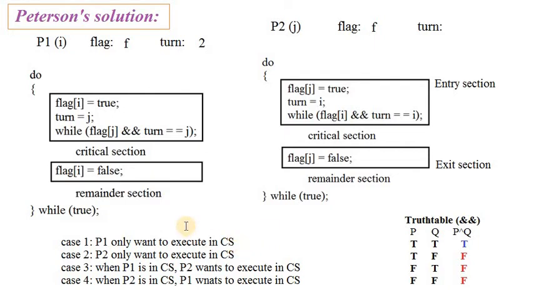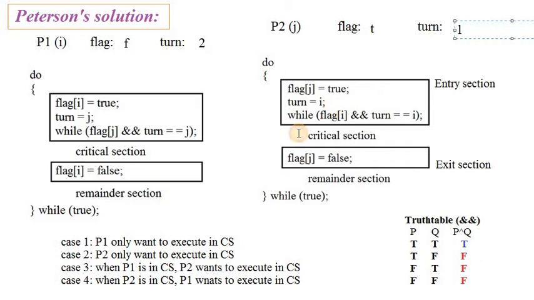So let us go for P2. Right? In case 2, when P2 only wants to execute in the critical section, what will happen? So let us see. Here for P2, flag of J means the second program, right? So flag of J is equal to true. Initially it was false, I am setting it as true. So let me write here. True means T, right? So the flag bit of J is true, and the turn value is equals to I. I means the first value. So let me initialize the turn value as 1. 1 means the first program, right?